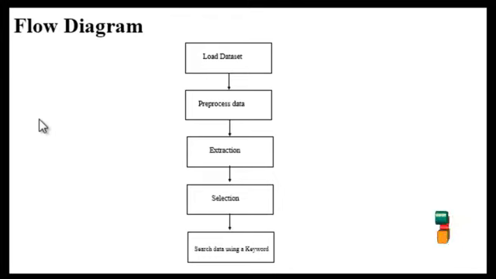Let's see our project data flow diagram. We see the 5 modules: load data set, pre-process data, extraction, selection, and search data using a keyword. I will explain line by line.